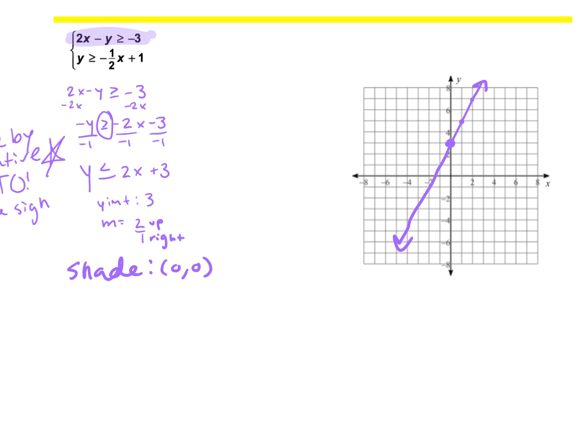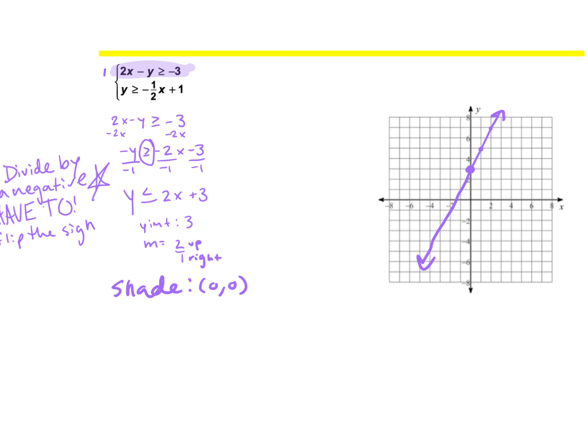So what should I plug in? 0, 0. So here's where I would especially plug it into the original, because if you plug it into here, this one, and you forgot to flip your sign, you would be shading in the wrong spot. So I would just plug it into the original. That way it doesn't matter if you flip your sign or not, because the original is right no matter what.